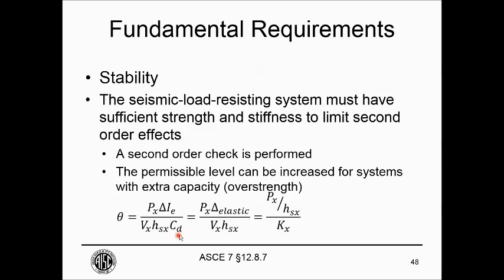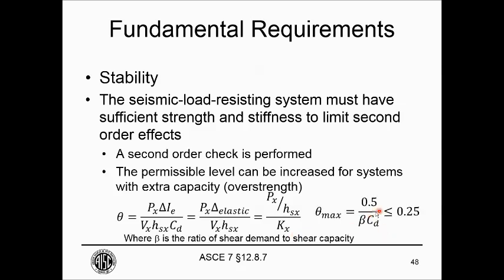What's C sub D doing there? Well, C sub D is in our drift, so we're actually correcting our drift, getting it down to the elastic level. So really what we have here is P divided by H compared to V divided by delta elastic. And V divided by delta elastic is just essentially the story stiffness of the structure. So we're looking at this P delta effect, P divided by H, that's a negative stiffness, comparing it to the story stiffness that we have. So it's all done very much at the elastic level.